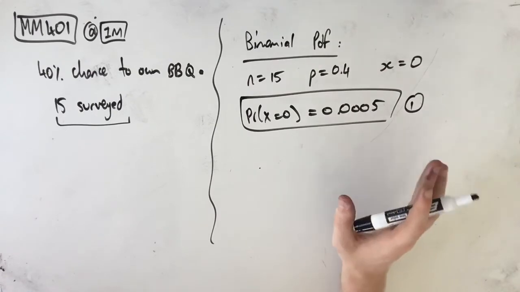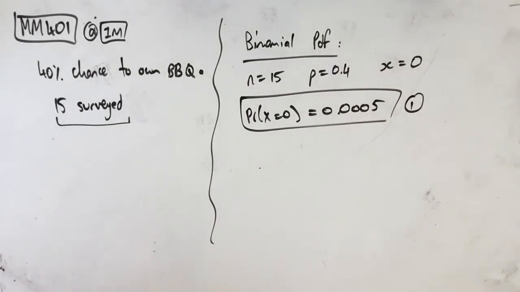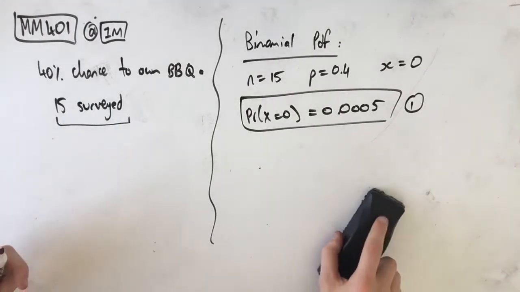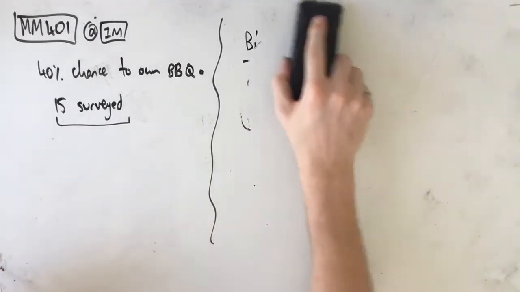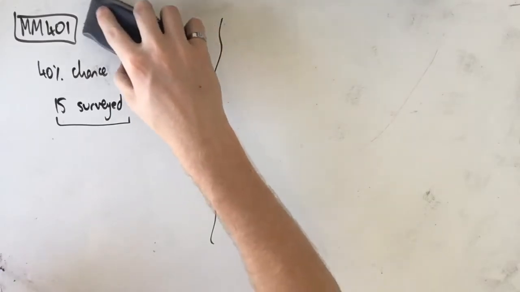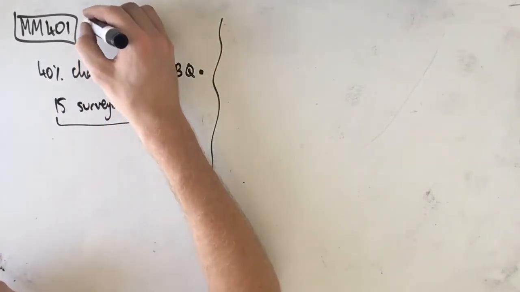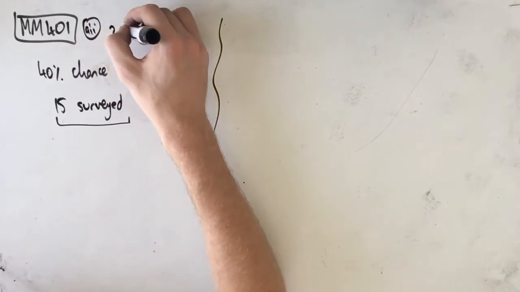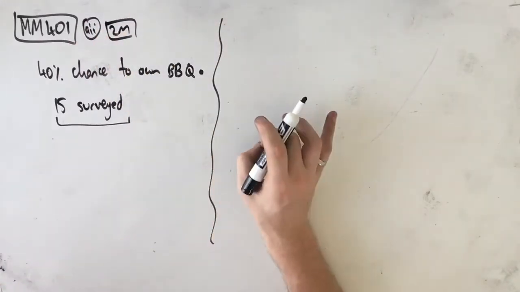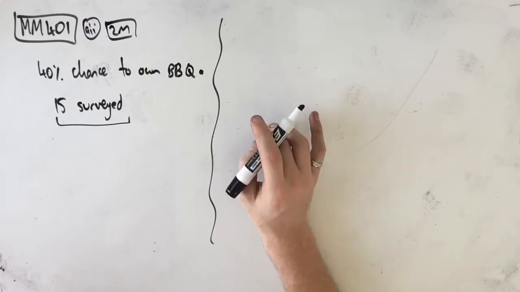Let's move on to part AII. So AII says, what is the probability that less than 8 of them don't own a barbecue? Okay, so there's almost like a double negative in here, which will probably make it a bit tricky. So part AII, it's 2 marks. It's the probability that less than 8 of them don't own a barbecue.